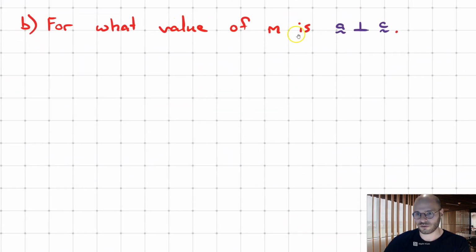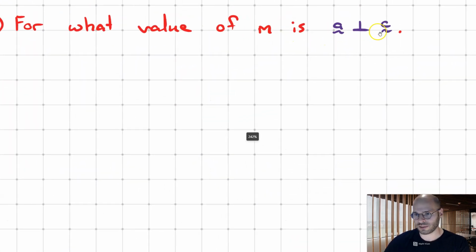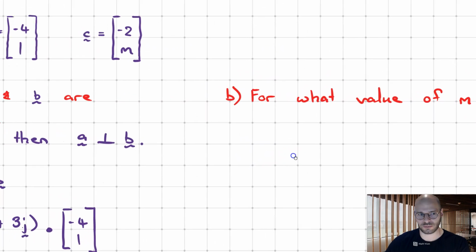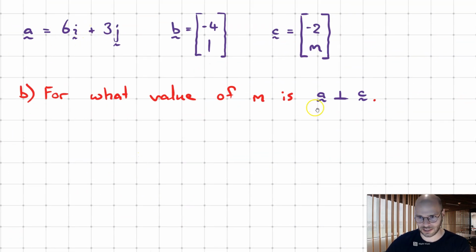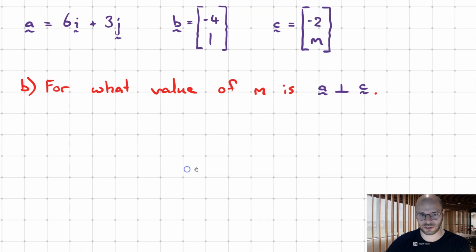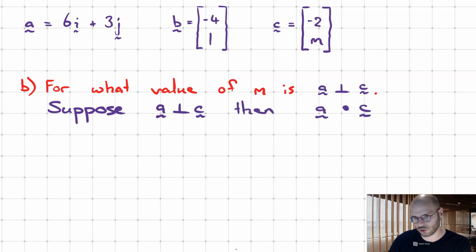For what values of m is A perpendicular to C? Well, if we observe the values of our vectors here, A is 6i plus 3j, and C is -2, m, where m is clearly an unknown. What we're going to do is something very similar to the previous example. We're going to build our statement, and we'll say, suppose vector A is perpendicular to vector C, then the dot product of A and C has to be 0.